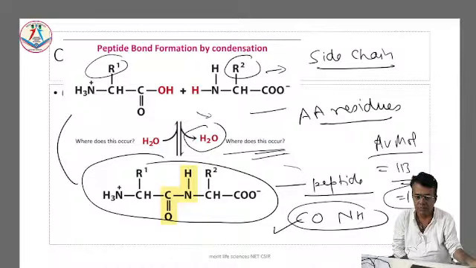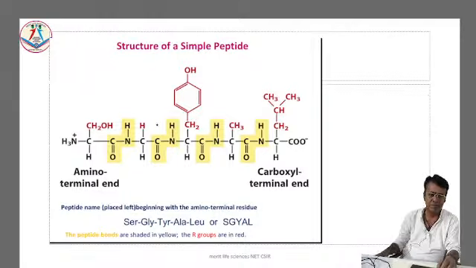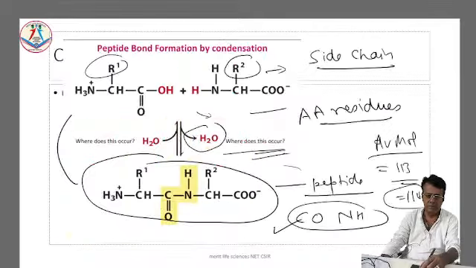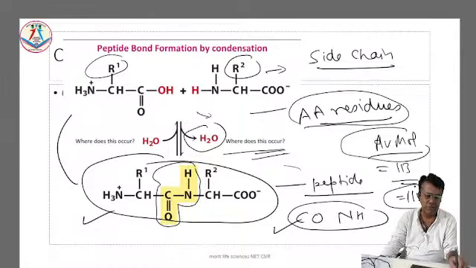Can we proceed to the next? Any question? If you have any question, you can ask. Yes, what I am saying is, two amino acids are going to form a peptide. This is a peptide, and they are linked by peptide bonds. So whenever you are considering calculations, the amino acid residue average molecular weight is now considered as 110 Dalton, okay?